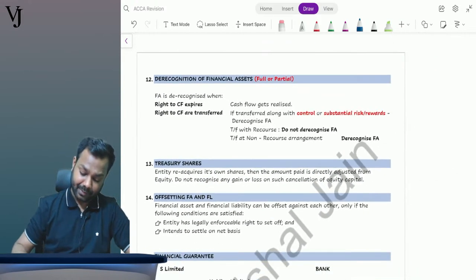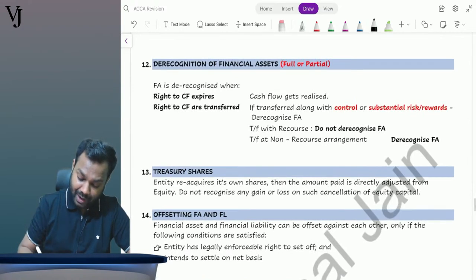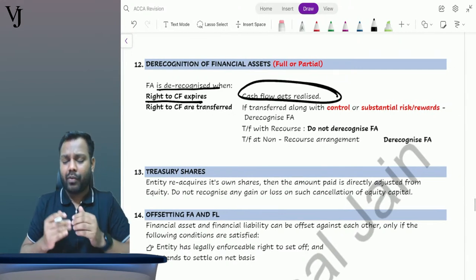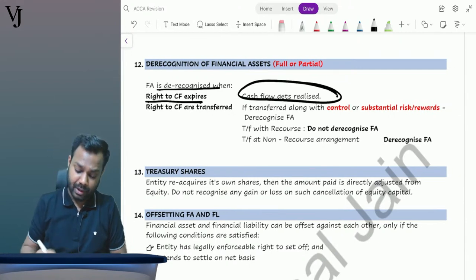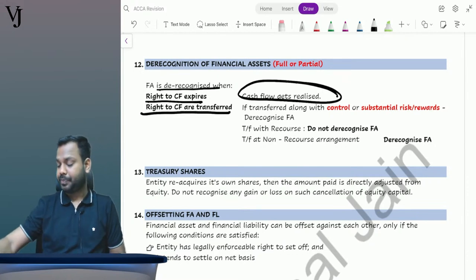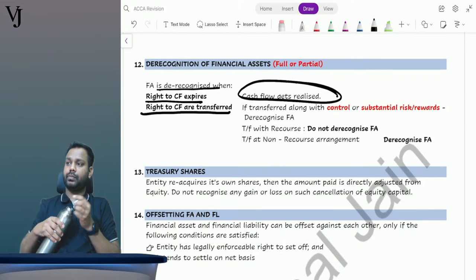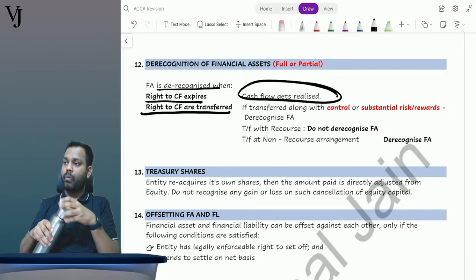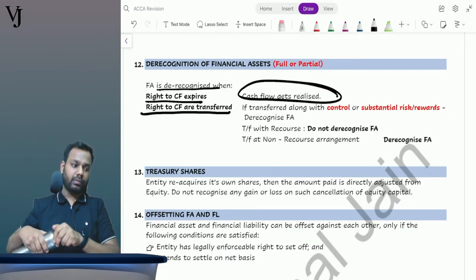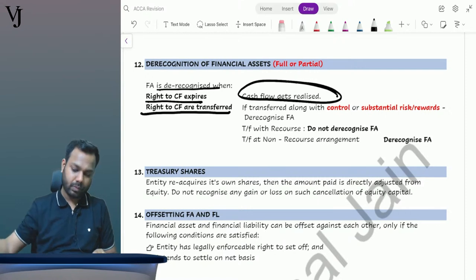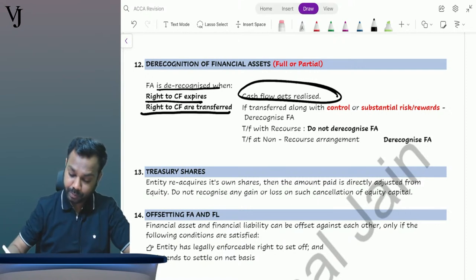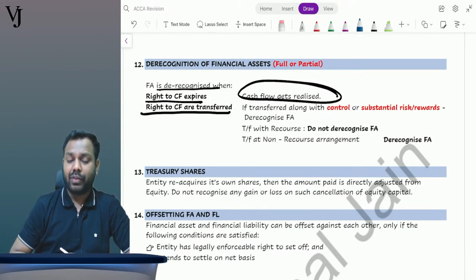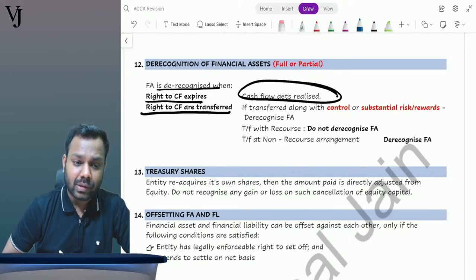Derecognition of financial assets. Understand. We derecognize the financial assets when the right to contractual cash flow expires, basically when the cash flow gets realized, or when we waive off our right to receive the cash flow, or the right to cash flow is transferred. When the right to cash flow is transferred, I have to see whether the right is transferred along with the risk.